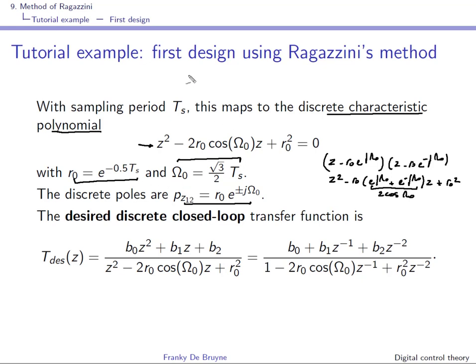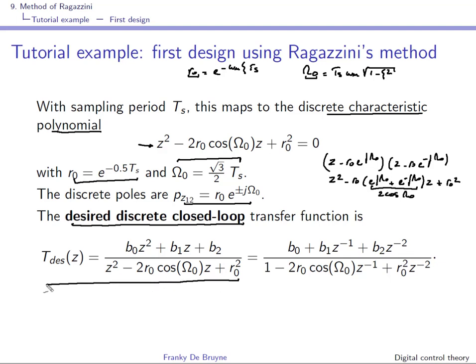So this is why we have the following discrete characteristic polynomial with r0 and omega 0 that is given over here. In general, r0 is the exponential of minus omega n zeta Ts, and omega 0 is equal to Ts times omega n times the square root of 1 minus zeta squared. So then you have a direct relation between zeta and omega n and Ts, and a relation with r0 and omega 0 over here. So the desired closed loop transfer function is the following one.